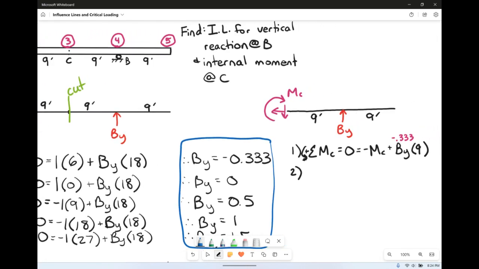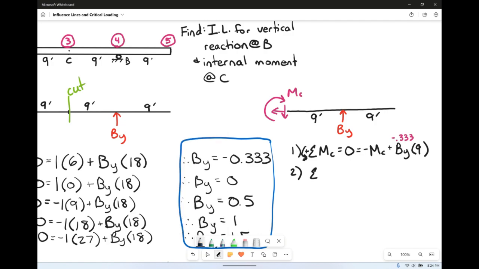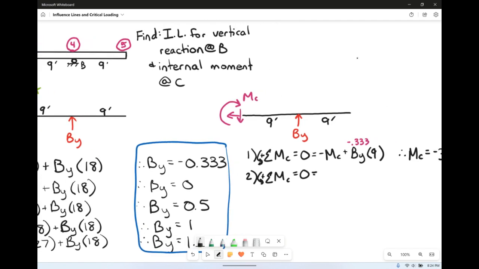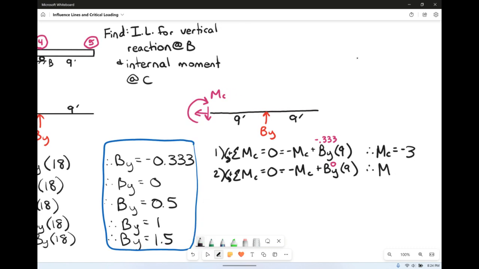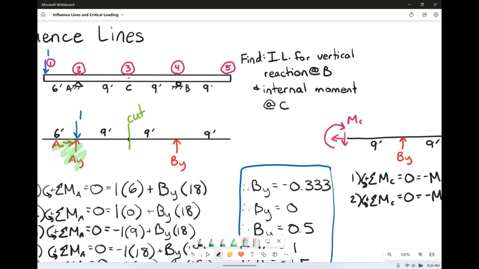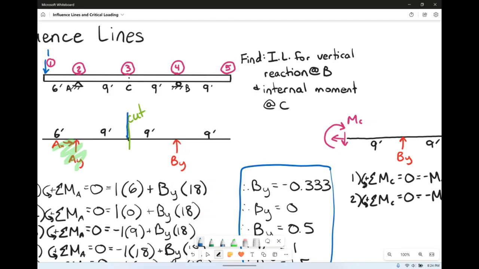Now, he's not appearing on my free body diagram past the cut because he hasn't made it that far yet. So again, we're going to sum the moments about C and set it equal to 0, taking counterclockwise to be positive. Again, we have minus moment at C plus BY times 9, where BY this time is 0. So moment at C is also 0. Now we're going to unload it, and we're going to reload it at the cut.